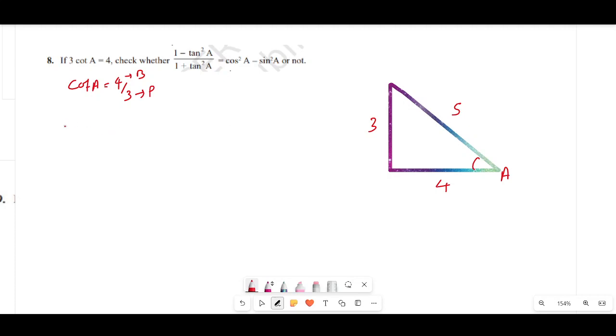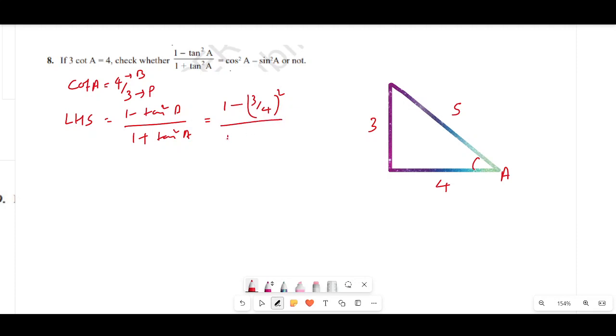Clear? Now if we take the left hand side of the given information, 1 minus tan square A upon 1 plus tan square A. Clear? Now what we will get? 1 minus tan A, that means perpendicular upon base, so then 3 by 4.